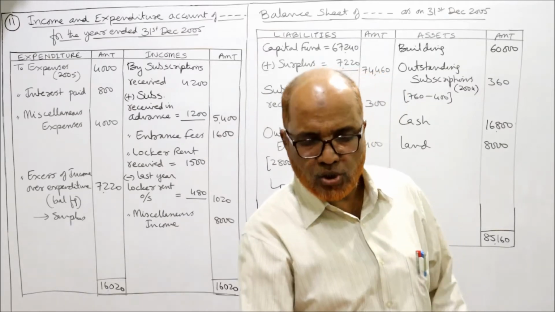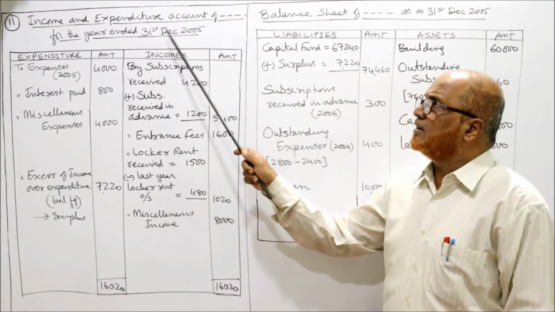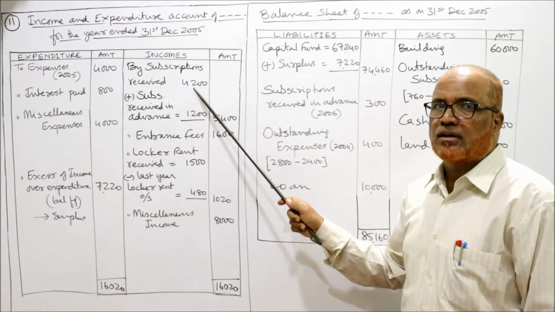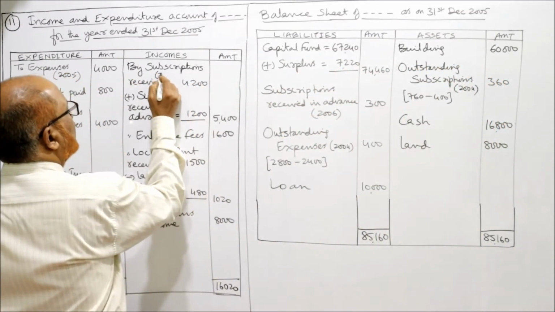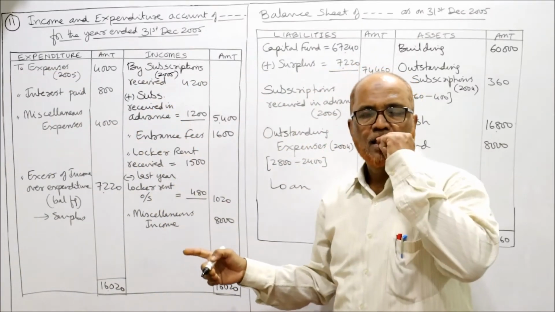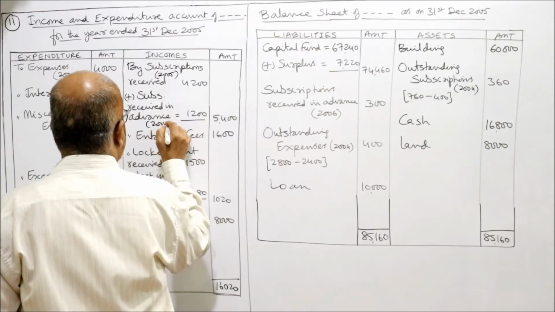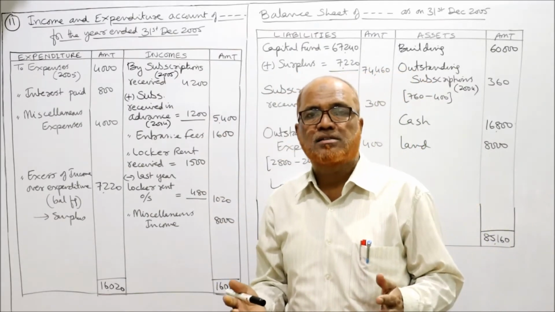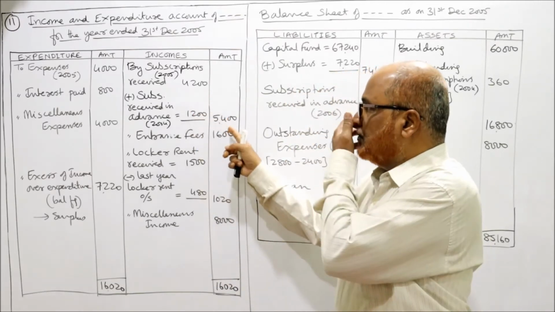Now we'll come to the solution. See, subscription, income and expenditure account of dash for the year ended 31st December 2005. Income, subscription received 4,200. This is of current year 2005. To this we add subscription received in advance. When it was received in advance? Last year 2004. In 2004 itself, subscriptions were received in advance. Of which year? 2005. So add up 5,400.